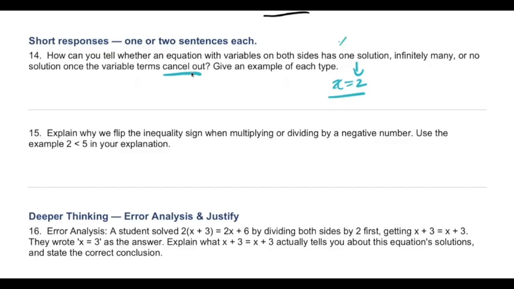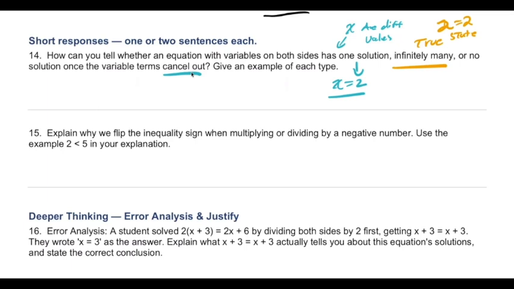How can you tell? It's when the x's are different values, because that means you're still going to be left with an x. You're not going to cancel out. So that's how you tell. Infinitely many solutions, you get a true statement. So after the x's cancel out, you're going to get a true statement. Something like 2 is equal to 2. Something true. 12 is equal to 12.